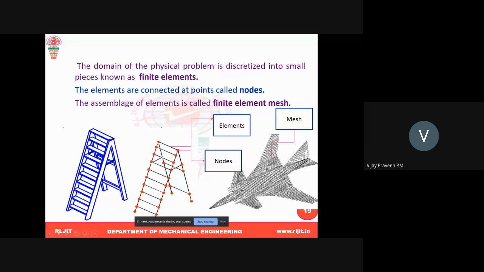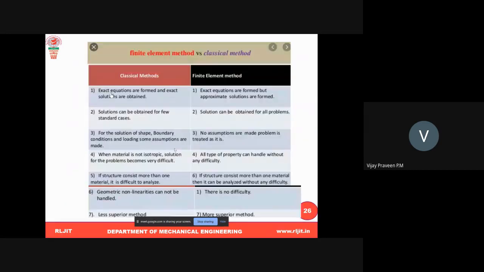Even if they calculated the values at these points, using the interpolation function you can find the result here, the result anywhere. So that is the second main difference. And the third difference: if an irregular shape is there, for the solution shape, boundary condition, and loading, some assumptions are made. That is the third difference.